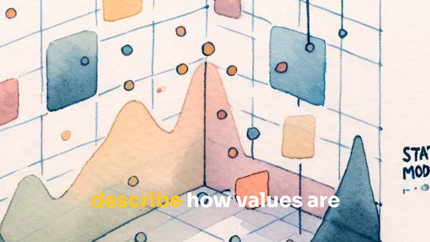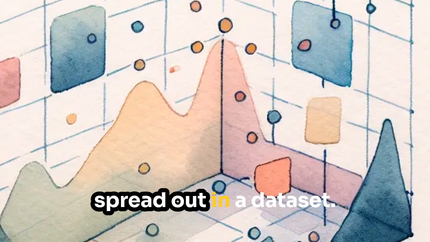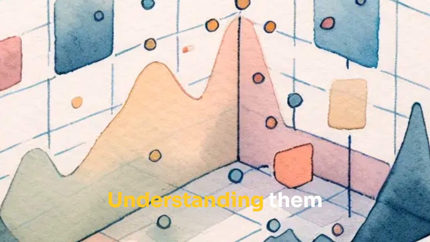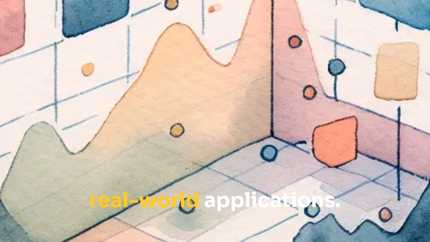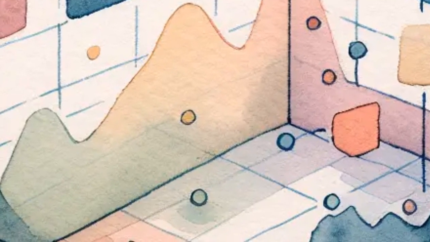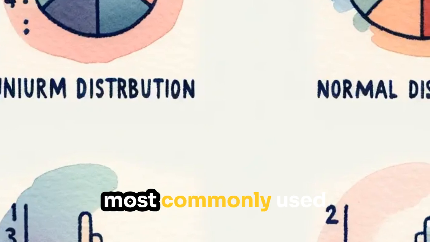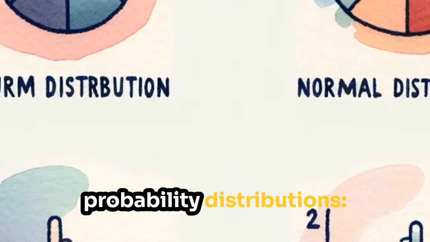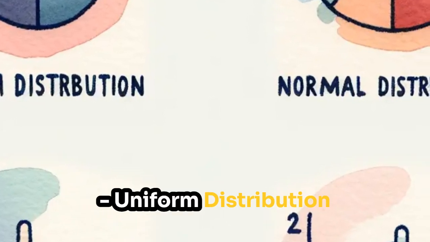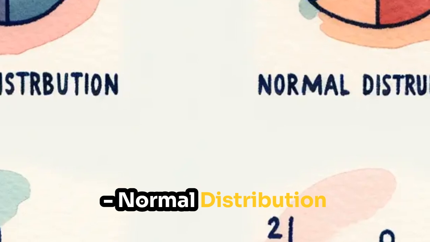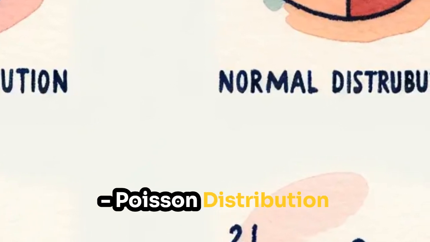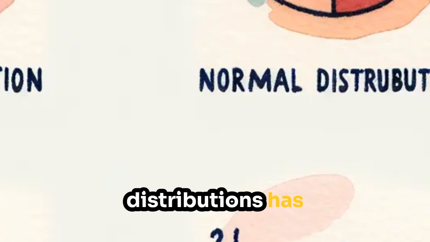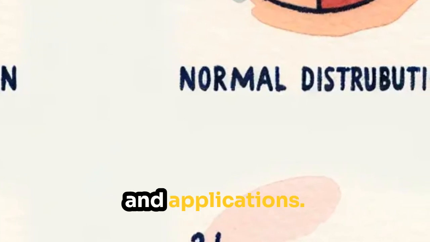Probability distributions describe how values are spread out in a data set. Understanding them is essential for Monte Carlo simulation, statistical modeling, and real-world applications. Let's explore 4 of the most commonly used probability distributions: uniform distribution, normal distribution, binomial distribution, Poisson distribution. Each of these distributions has unique properties and applications.